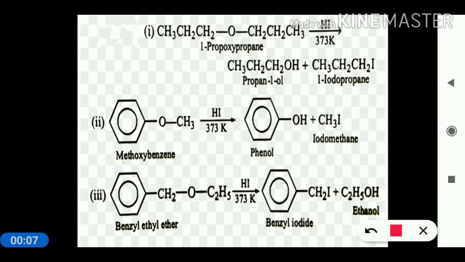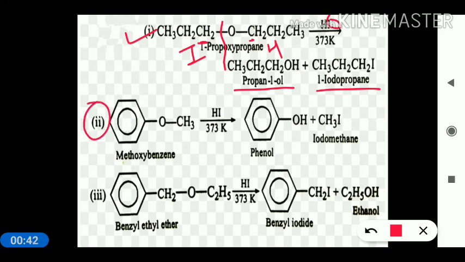Here you can see in the first case, this carbon and this carbon are both 1 degree. So when HI is added, in order to form the alkyl halide, I can go on either side. This bond will break and give rise to an alkyl halide, and the other will give rise to the alcohol. So you will get two products, propan-1-ol and 1-iodopropane.